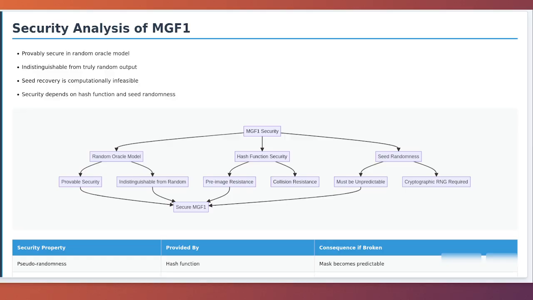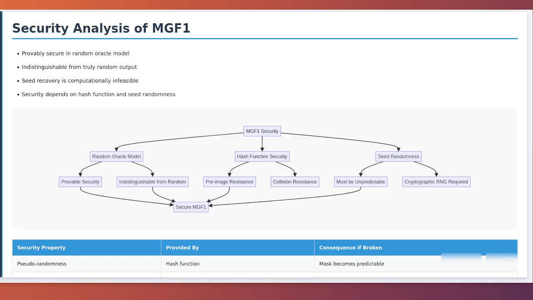Another important security consideration is resistance to seed recovery. Given a mask output from MGF1, it should be computationally infeasible for an attacker to determine what seed was used to generate it. This property comes directly from the pre-image resistance of the underlying hash function. Breaking this would require either finding a pre-image for one of the hash outputs or somehow reversing the counter concatenation and hashing process, both of which are considered computationally infeasible for good hash functions like SHA-256.